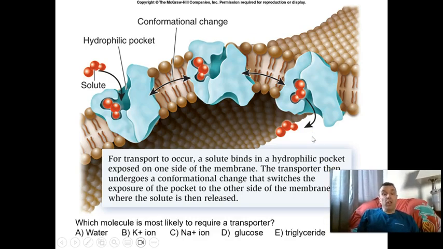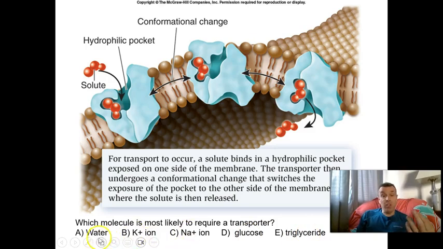Right? So which molecule is most likely to require a transporter? Water, potassium ions, sodium ions, glucose, or triglycerides? Well, the answer here is glucose, all right? And glucose would need a transporter because it's polar, so it needs help getting through, and it's bigger. A triglyceride is nonpolar, so it doesn't need help getting through. It can get through by passive diffusion.